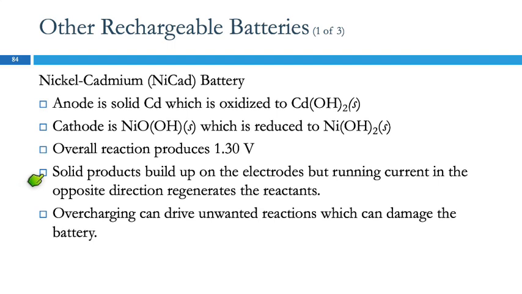Here, as with the lead storage battery, we get solid products that build up on the electrodes. But if we run the electricity in the opposite direction, we reverse all those reactions, we can regenerate the reactants. If you overcharge the battery, if you run too much electricity in it, that can cause other reactions that aren't wanted and damage the battery. And it used to be a big problem, but now they've come up with smart chargers, right, that monitor potential and they'll stop before they overcharge the battery.